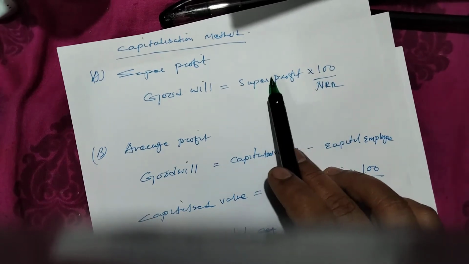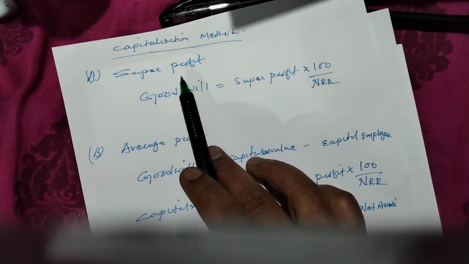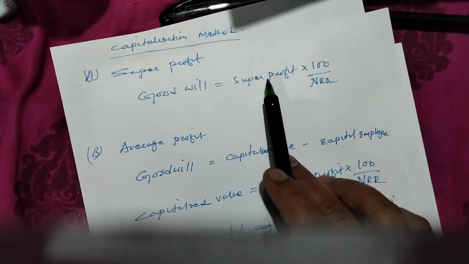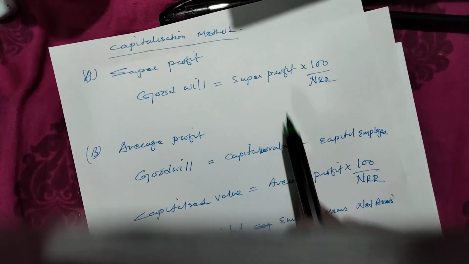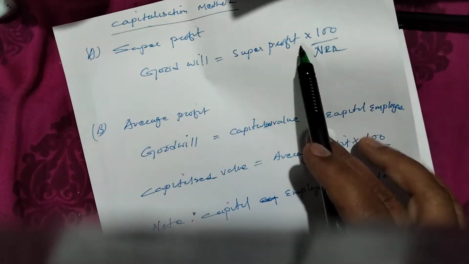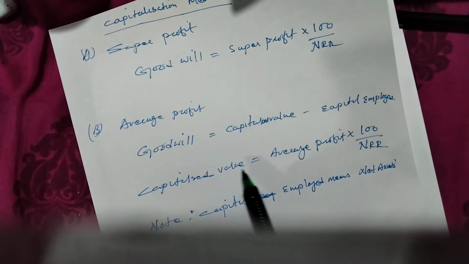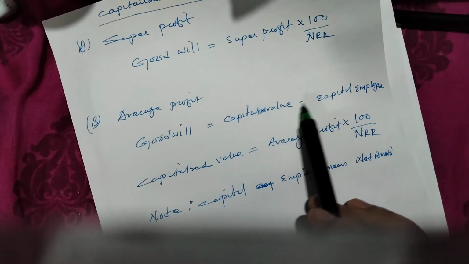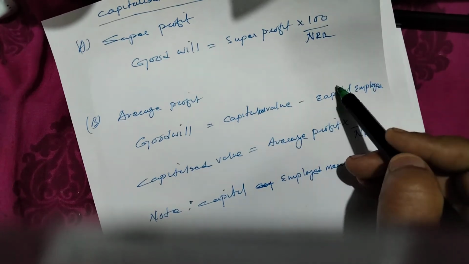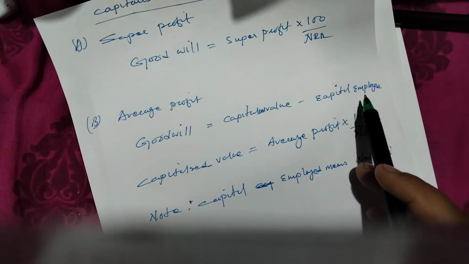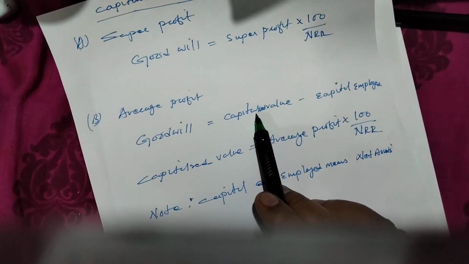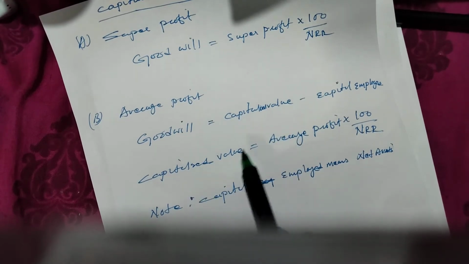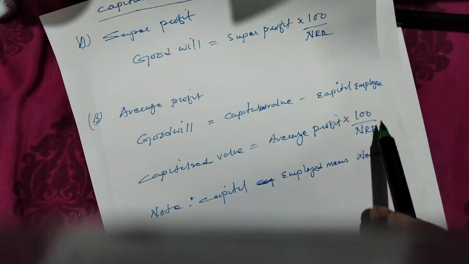If you put super profit here, you can easily calculate the value of goodwill under the super profit method. So you need to know super profit. Then another approach is capitalization of average profit. The formula is goodwill equals capitalized value minus capital employed. So how are you going to find the capitalized value? Capitalized value is average profit into 100 by NRR.